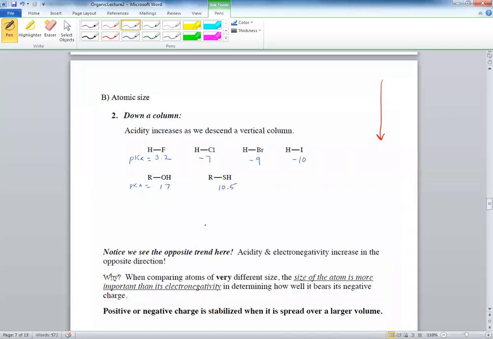So what is happening here? How come these become incredibly more acidic, like HI? Look how acidic it is. The lower the pKa, the more acidic. So again, the trend here we see is the increasing acidity.